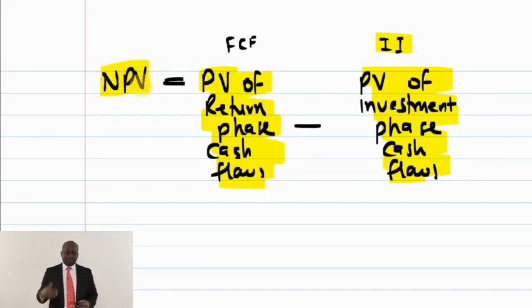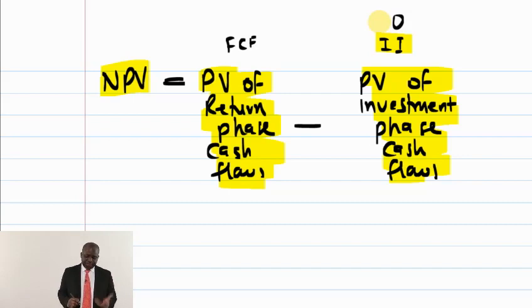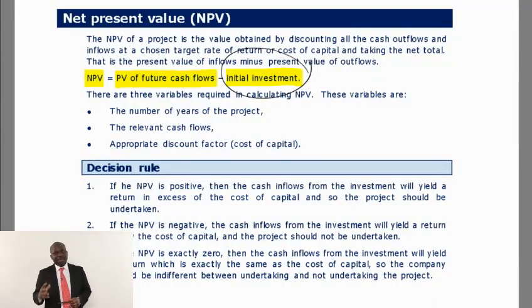If you are lucky enough and you go there and the investment phase is just in year zero, then you are putting your initial investment in there and then you calculate the normal NPV. Okay, so if NPV is calculated as the present value of the return phase cash flows and present value of the investment phase cash flows, then if you are asked to calculate NPV, what variables do you need to calculate that NPV? Whatever the question is, however big it is, you would have to make sure that you need only 3 variables to calculate NPV.